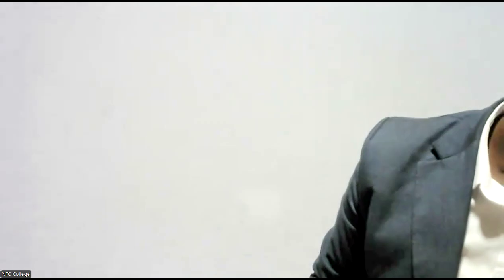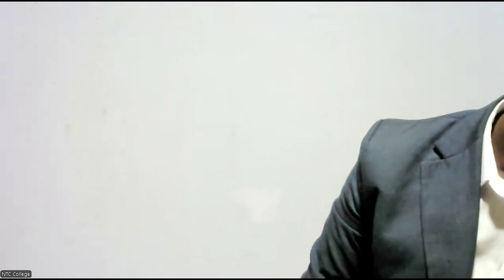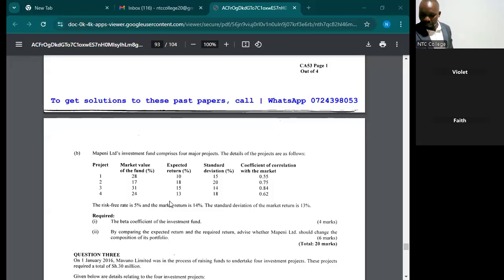So where do we start from? Somebody to guide me. Assuming that you're given that in exams, where will you start from? The beta coefficient of the investment. The first thing that you always remember is to write down the formula. So what is the formula for getting a beta coefficient of an investment or a security?